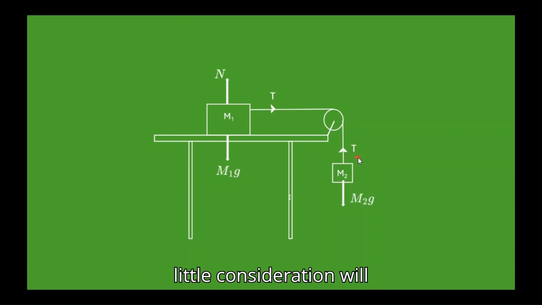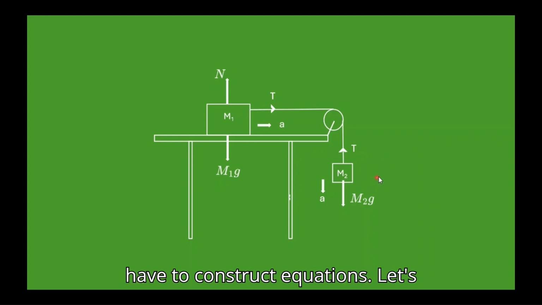A little consideration will show us that as m2 descends downwards, the block m1 will move rightwards. As the string is inextensible and unstretchable, the accelerations of m1 and m2 will be equal in magnitude. So let this acceleration be a. Now we will have to construct equations.